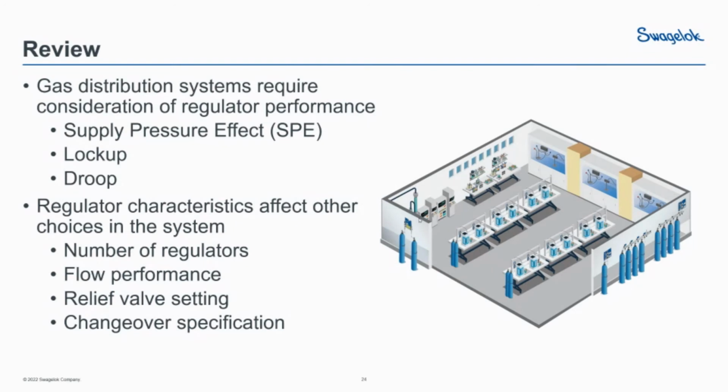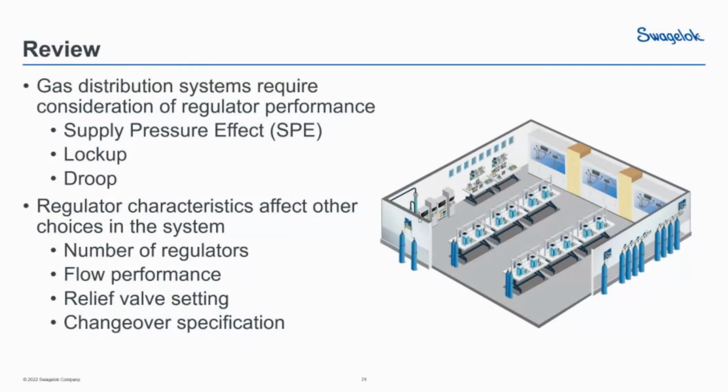Okay, so just to review, when we're dealing with our gas distribution systems, we need to consider the effects of our regulators, right? We need to think about supply pressure effect, and we need to think about the lockup region and making sure that we're setting them with some amount of flow. And we need to consider the droop that we would experience as the flow changes in our system.